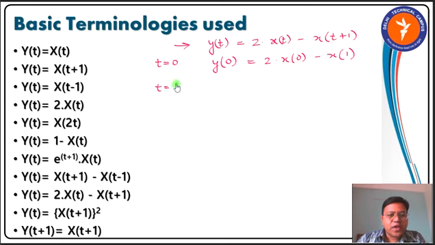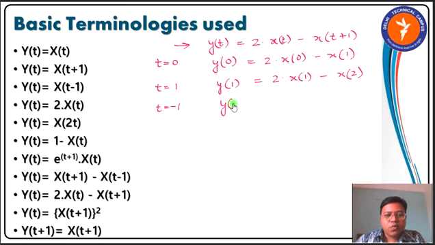Similarly, at t equal to 1, the present output will be y of 1, and this will be equal to 2 times x of 1 minus x of 2, that is, the present output is again dependent on present input and future input. Let us have another time instant t equal to minus 1. So y of minus 1, that is, the output at minus 1, will be equal to 2 times x of minus 1 minus x of 0.